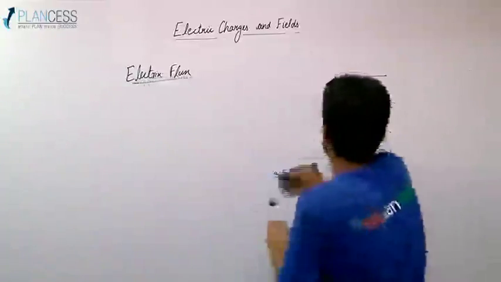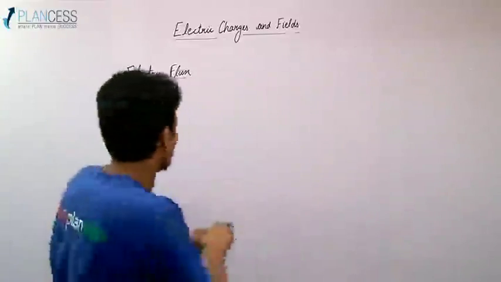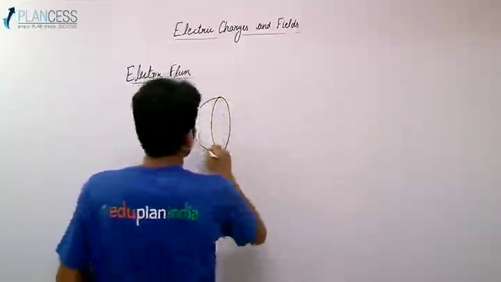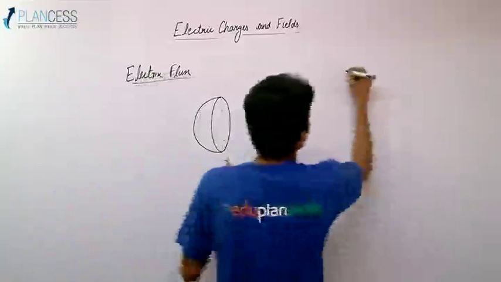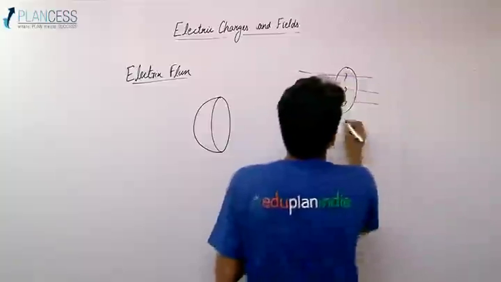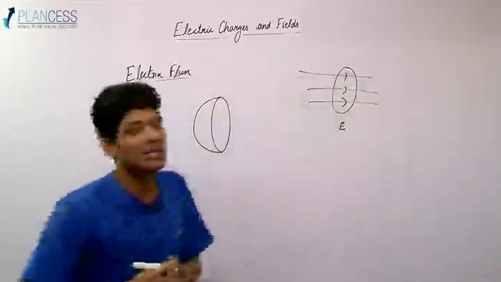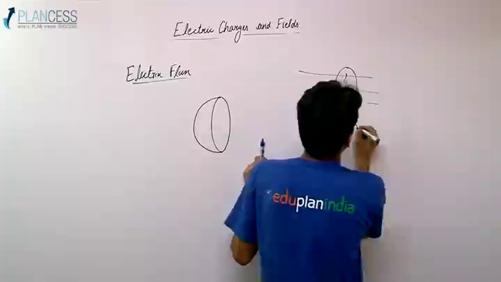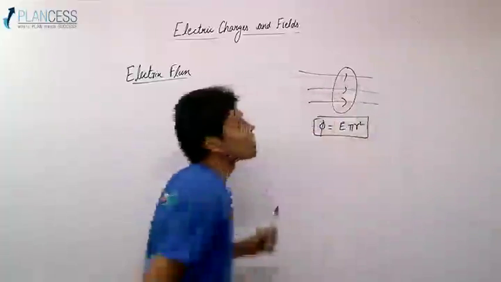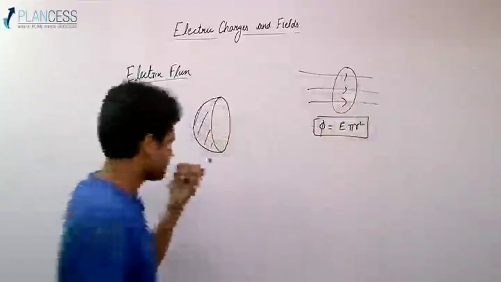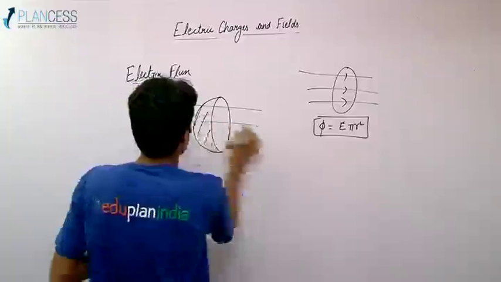Now let us try and do the same thing for the hemisphere. Or maybe probably firstly we should do it for a ring. Let us say this is a ring and we have electric lines of forces like this. You can clearly see again the angle between E and ds is 0. So the total flux will come out to be E into pi r square. So this is the total flux through a ring. Now let us calculate the total flux through a hemisphere. Again, electric lines of forces are like this.